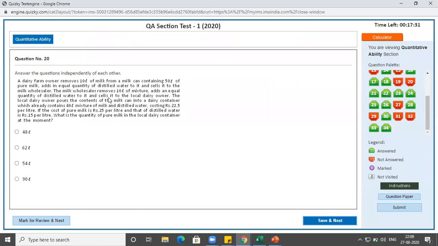Okay, and where did I reach? And sell it to the local dairy owner. It reached the dairy owner. Started off with the dairy farm owner, sold it to the wholesaler, now I'm at the dairy owner. The dairy owner has 50 liters of 64% milk. The local dairy owner pours the contents of the milk can into a dairy container which already contained 40-liter mixture of milk and distilled water costing rupees 22.5 per liter. If the cost of pure milk is 25 and that of distilled water is 15 per liter, what is the quantity of pure milk in the local dairy container?